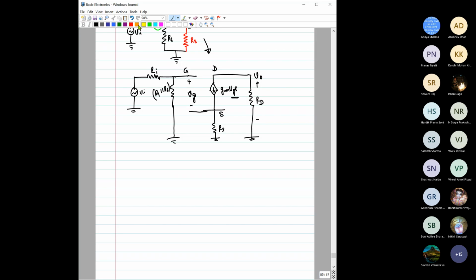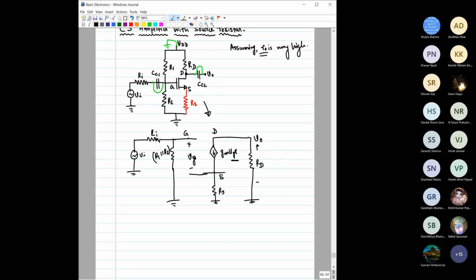Sir, can you please explain this RS part? Which part of RS, why we need RS, or from this circuit, how are we getting this circuit? Sir, I mean to say that the junction, why is it not grounded? Which junction? Sir, that plus one.